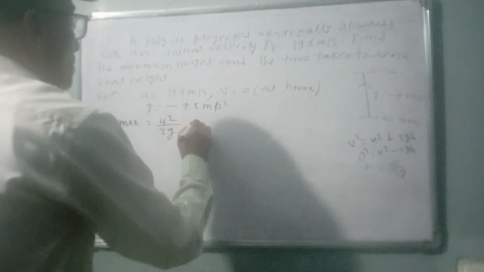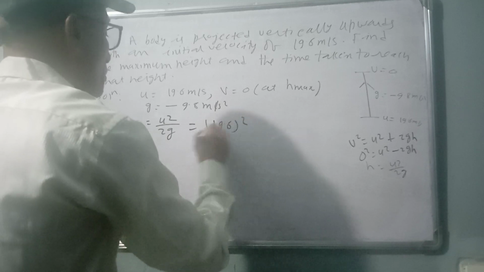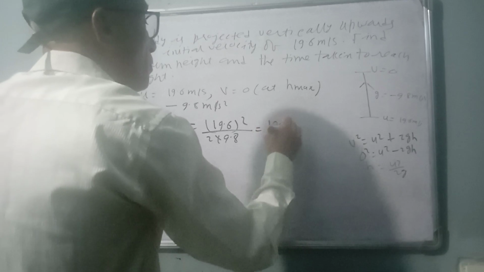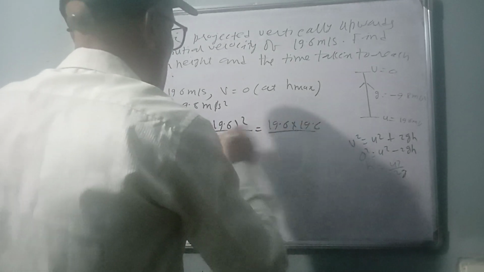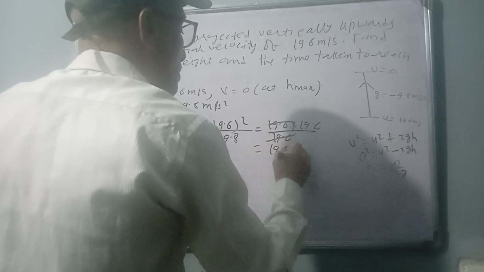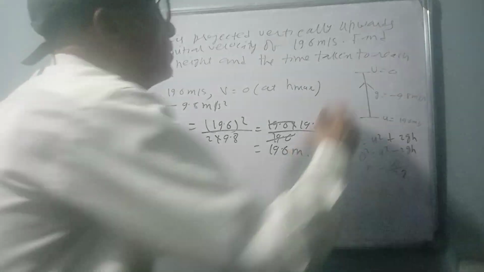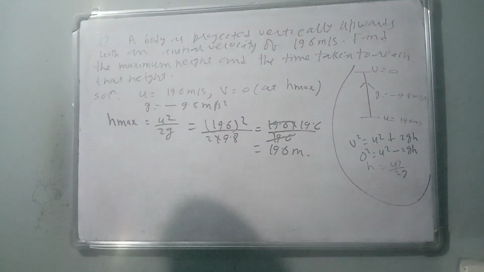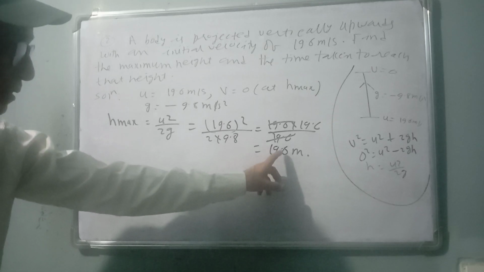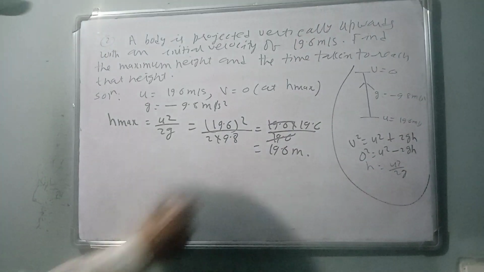U is the initial velocity, 19.6 whole square, and 2g is 19.6. So 19.6 into 19.6 divided by 19.6 gives 19.6 meter. You can use a calculator as well. The maximum height is 19.6 meter. For the total height, you have to double it.